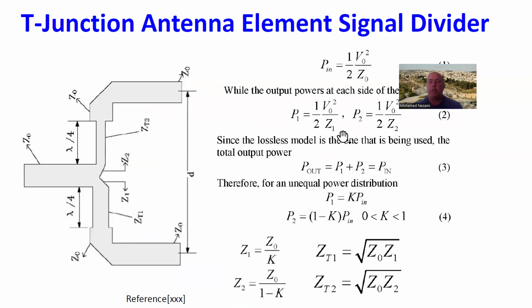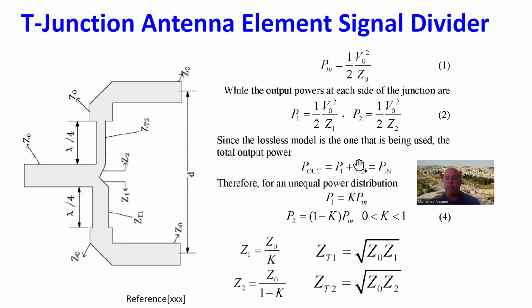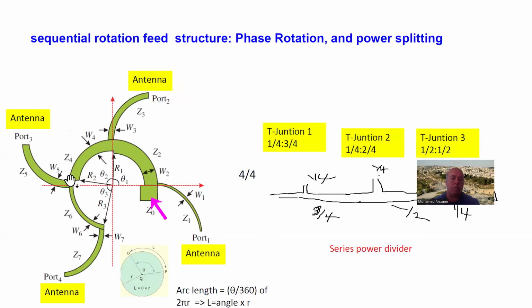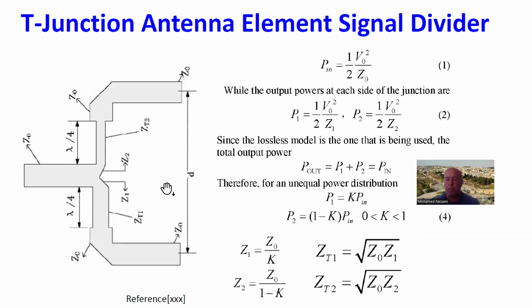So just as a refresher, I believe this is from Pozar's book, I'm not sure. Last time we showed that, because all of these are T-junctions, the equations to determine the impedances of these quarter wave lines are based on a T-junction formula. For the T-junction formula, please watch my earlier videos.